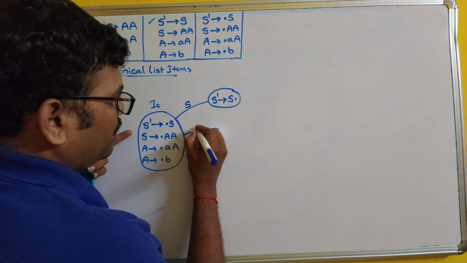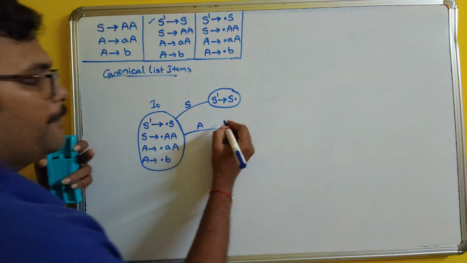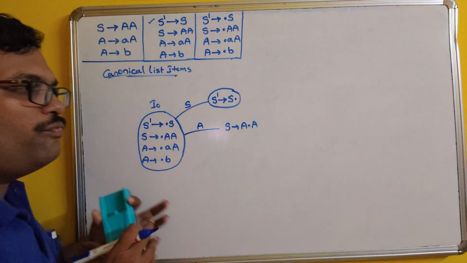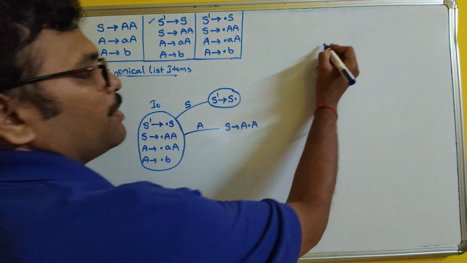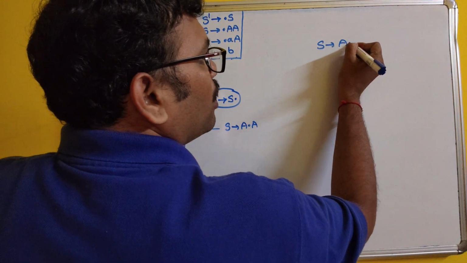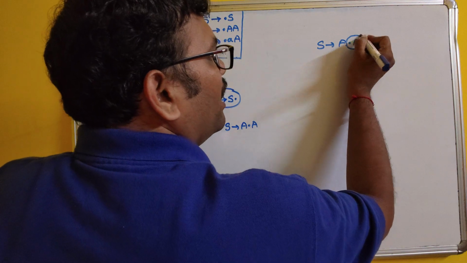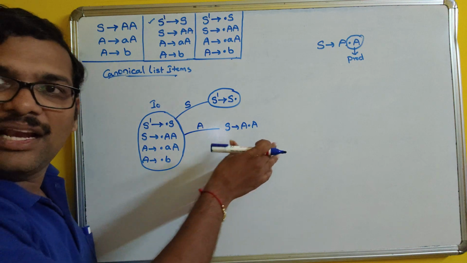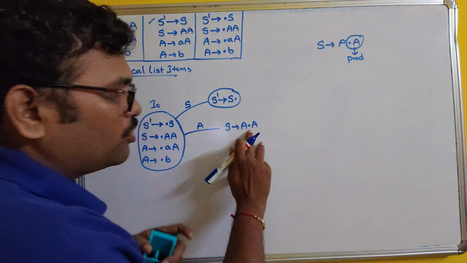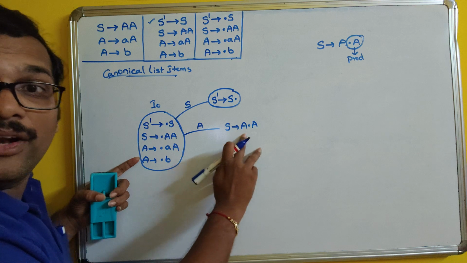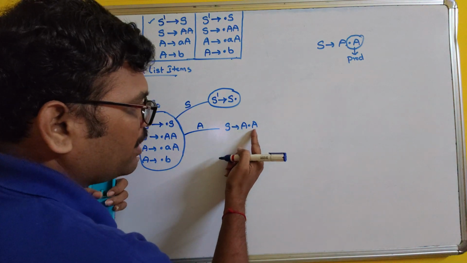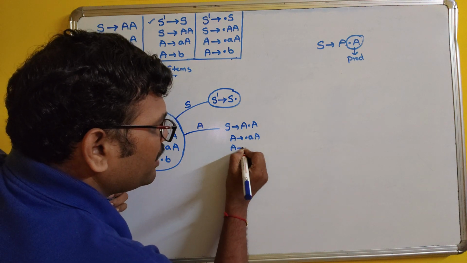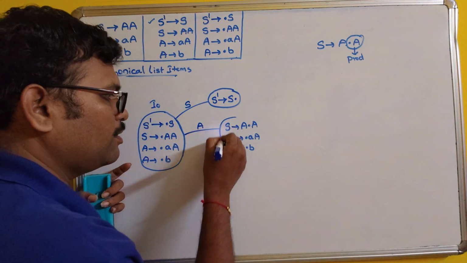Next, if it is with A, S tends to A dot A. So whenever you get this dot A, write down all the productions of A at this level. For example, I'll write here S tends to A dot A. Now you have A dot A, so whatever productions we have, we have to write down in this particular level. So dot A means A tends to dot small a, capital A tends to dot B. So this is one more.